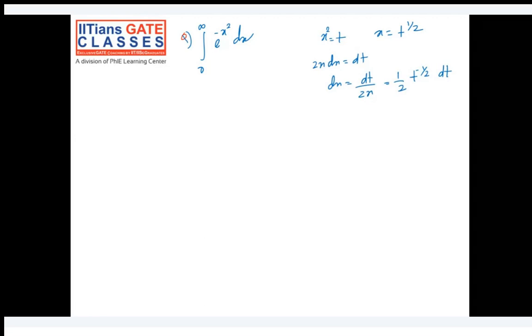What is the answer, sir? Root pi by 2 is the answer. Yes, sir. Okay. Because after this substitution, your integral will become, the limit will remain the same. When t is infinity, x is infinity. When t is 0, x is also 0. So it is e to the power minus t, and dx is 1 by 2 outside, e to the power minus 1 by 2 dt.